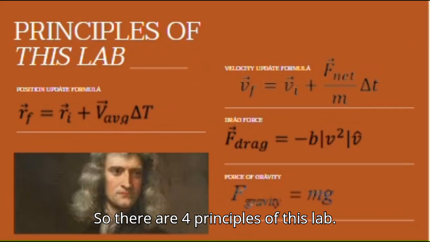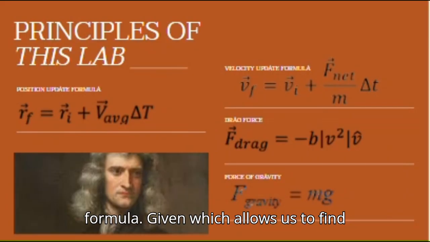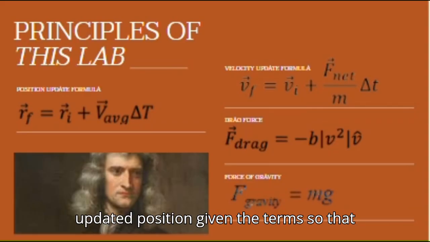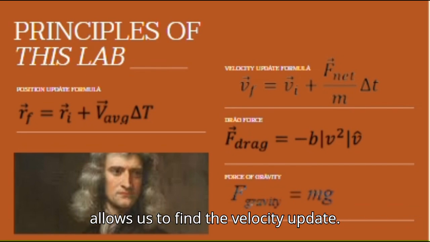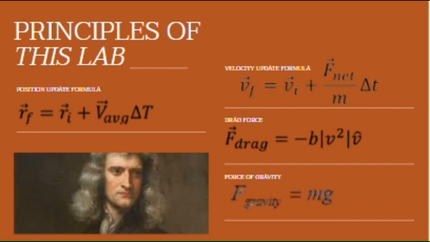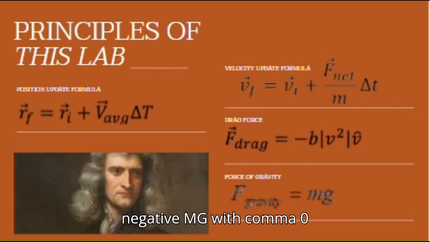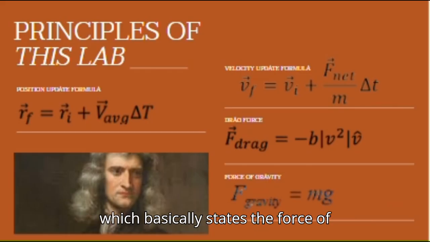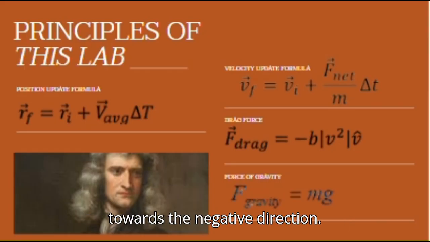So there are four principles of this lab. First, we have the position update formula, which allows us to find the updated position given the terms. Then we have the velocity update formula, which allows us to find the velocity update. And then we have the force of gravity vector, which is <0, -mg, 0>, which basically states the force of gravity is given by mg and is pointing in the negative direction.